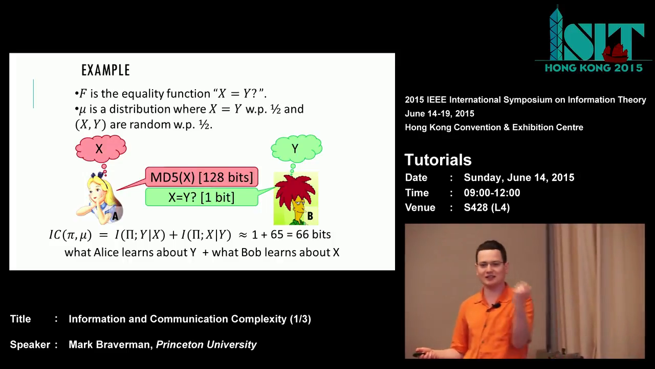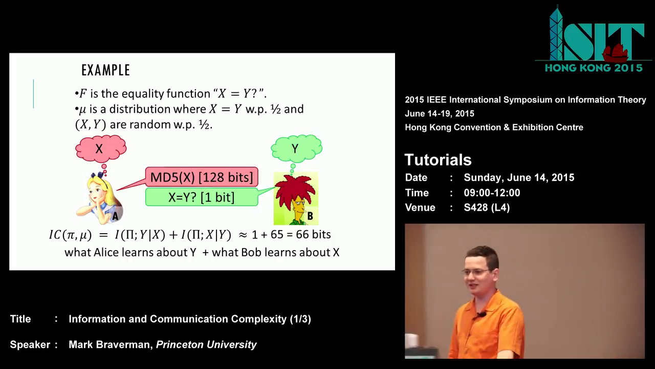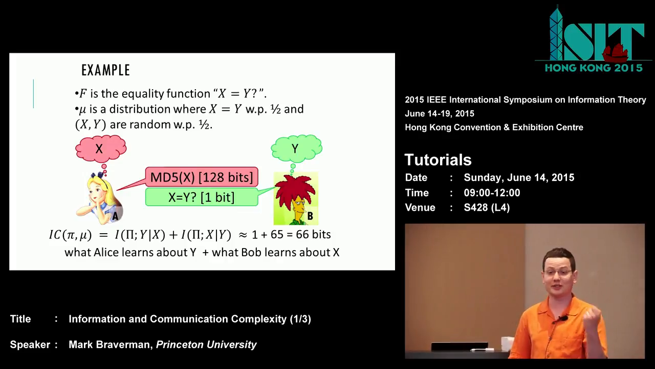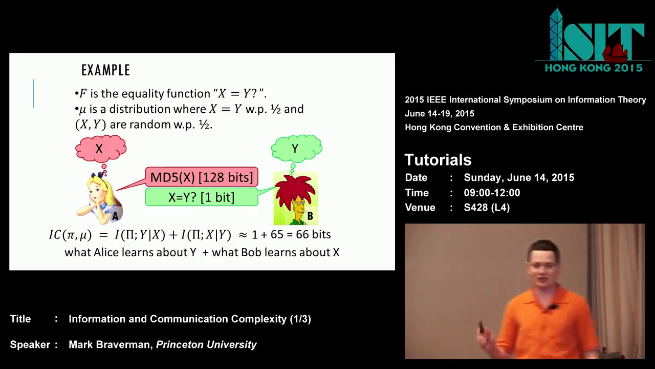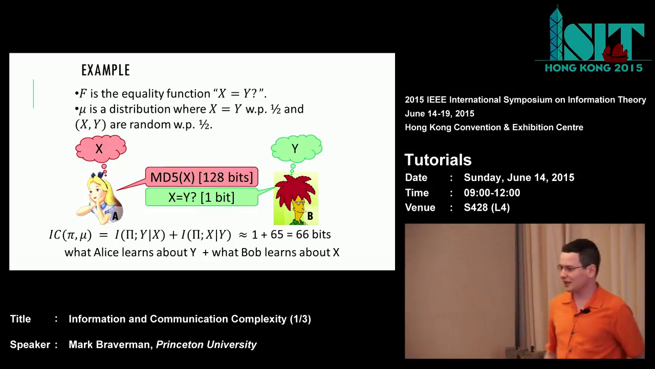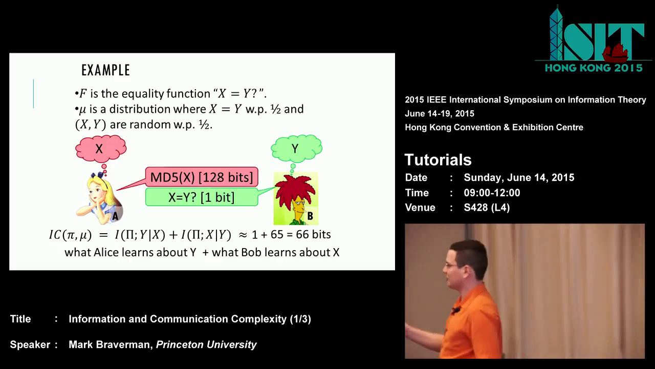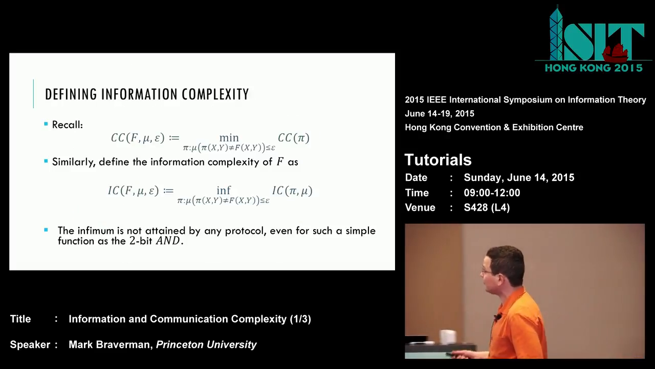So then the transmission is only worth 1 bit. And in the other case, it's actually worth 129 bits. It's worth the fact that they're different, and here's the hash. So it's 65 overall. So the answer is 66. So that's the information cost of this protocol.